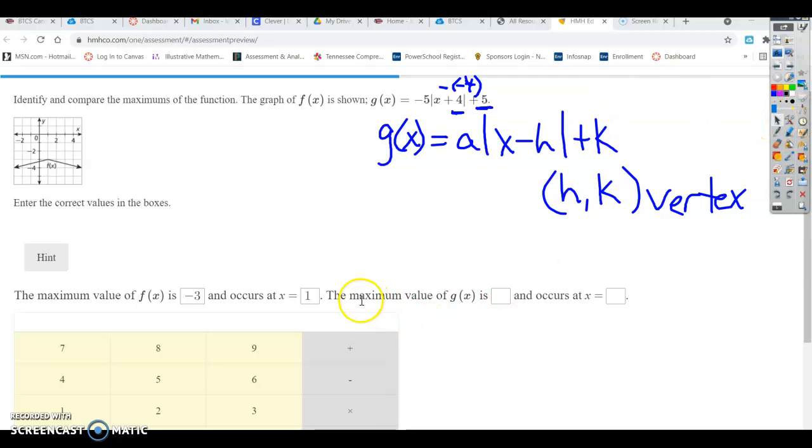Alright, so let's go back to the question. It says the maximum value of g of x, okay, and it's a maximum because this is negative. So that means we know it's upside down. Alright, so the maximum of g of x is at 5. Because this is your x and this is your y value. And remember, the maximum comes from your y. So 5 would go here. And that occurs at -4.